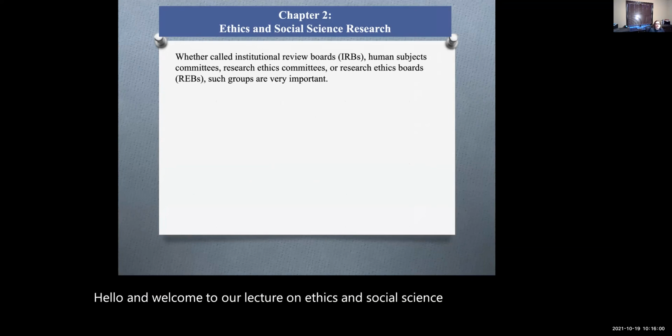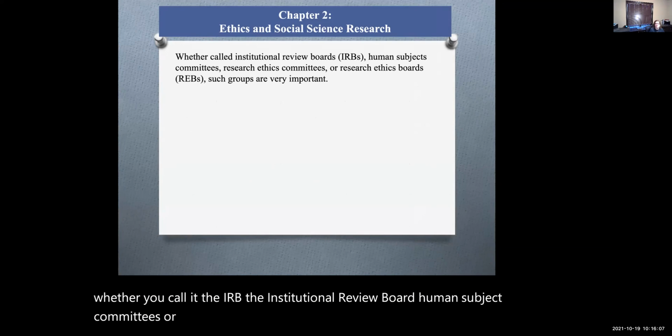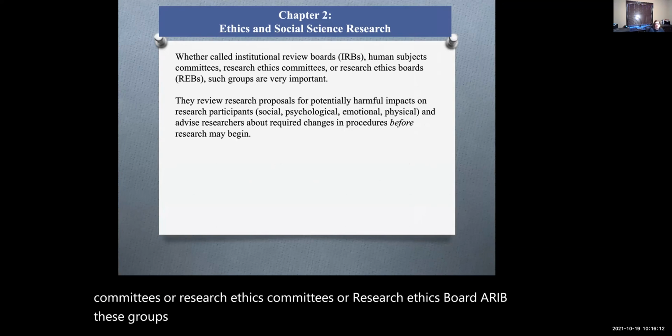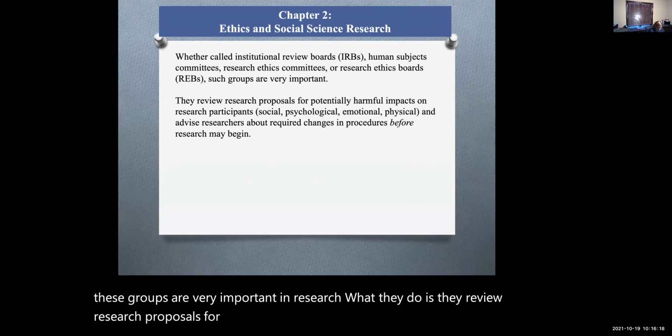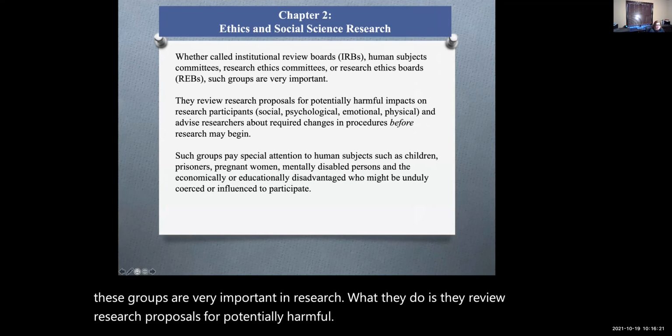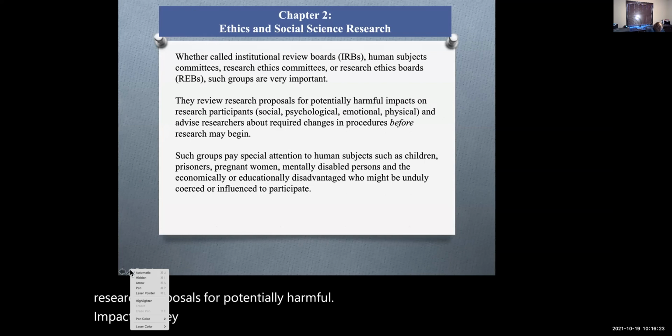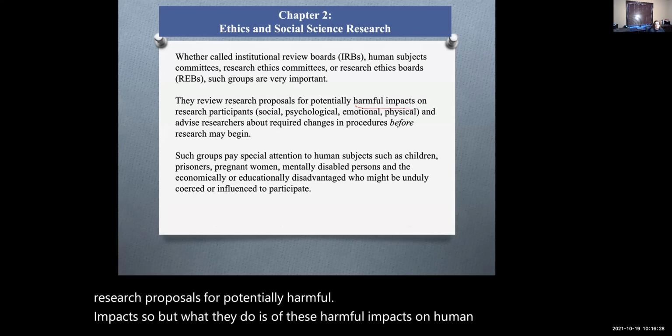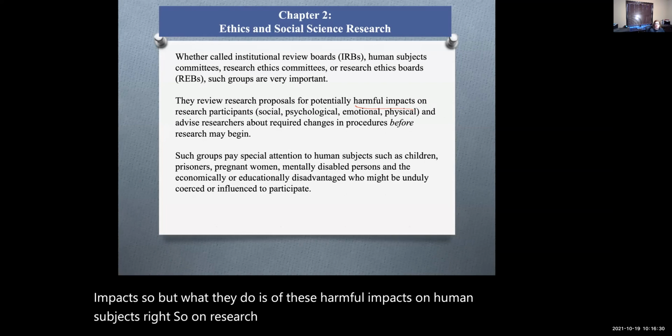Whether you call it the IRB, the Institutional Review Board, Human Subject Committees, Research Ethics Committees, or Research Ethics Board, REB, these groups are very important in research. They review research proposals for potentially harmful impacts on human subjects, on research participants, whether social, psychological, emotional, or physical.